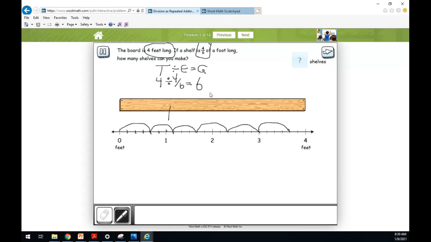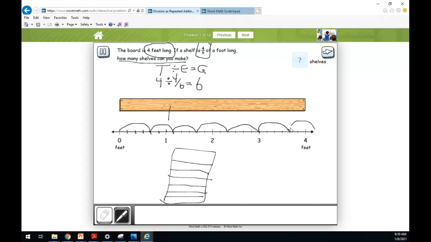Well, that makes sense because I'm dealing with whole shelves. They're asking how many shelves can you make? Well, I can technically only make 6 shelves, right? If I'm making a bookcase, here's my bookcase. It makes sense to have my 6 shelves: 1, 2, 3, 4, 5, and 6.